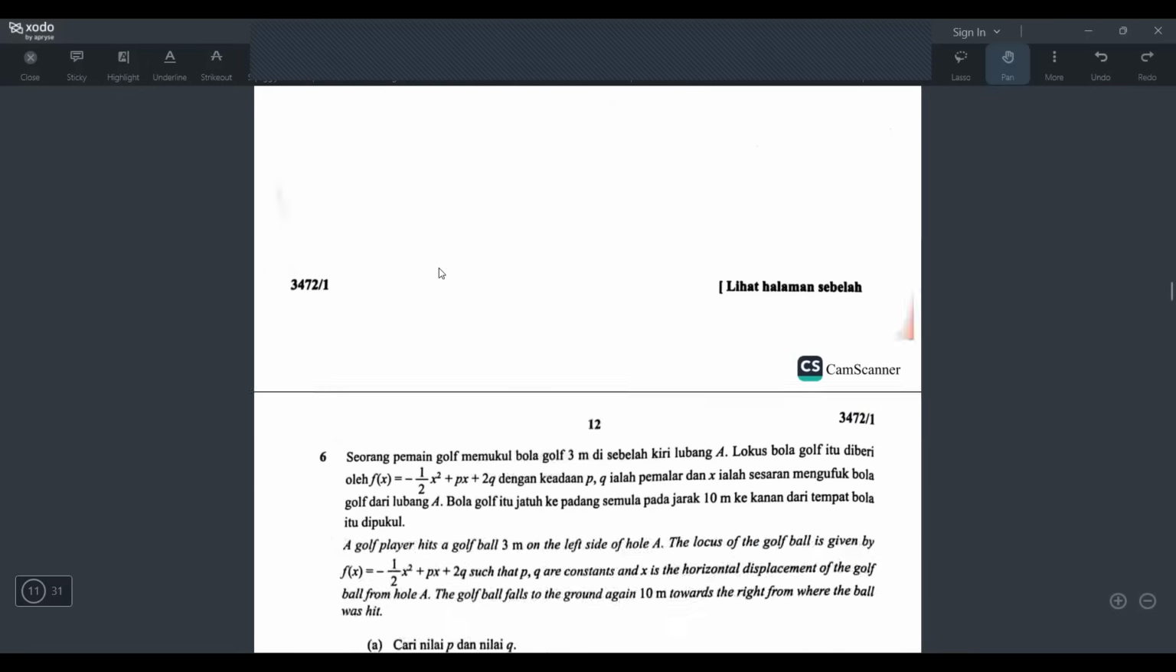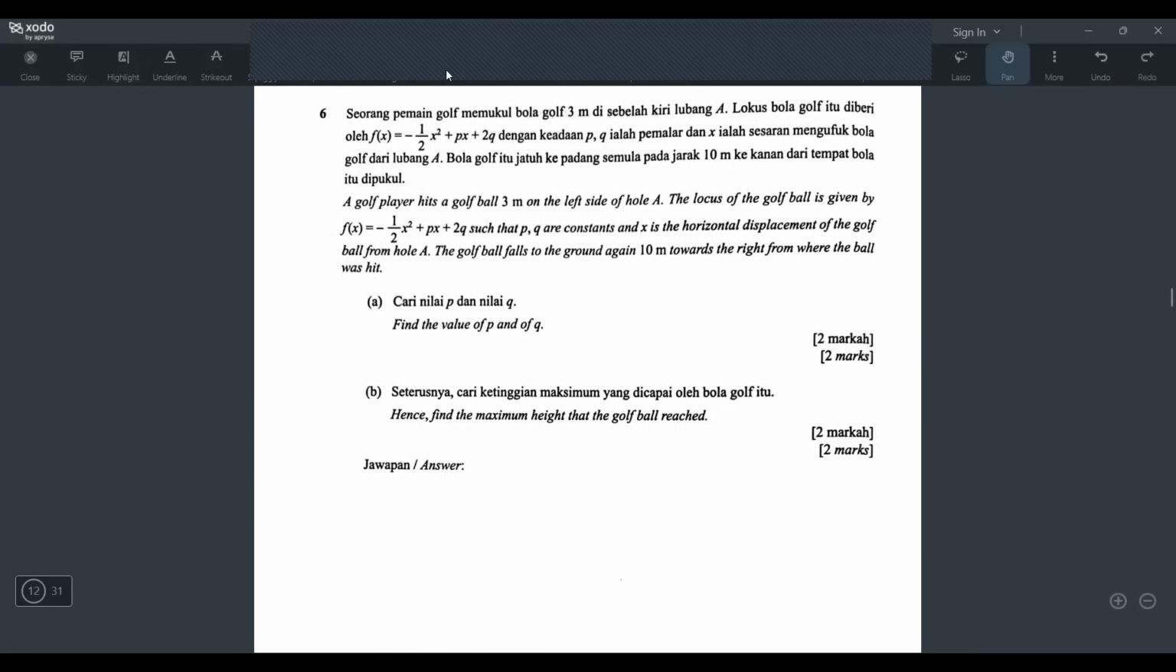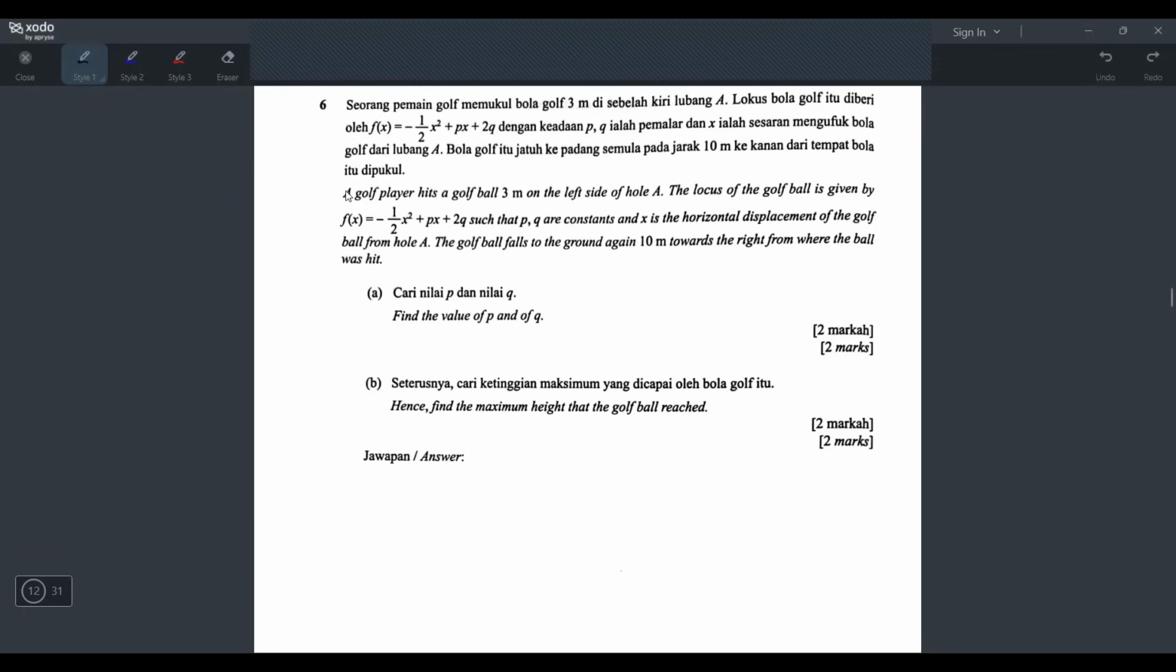Okay, let's continue. Number 6. Let's read the question. A golf player hits a golf ball 3 meters on the left side of hole A. Okay, the locus. Okay, what is locus? Locus means movement. So the movement of golf ball is given by f(x) equals to this equation. But we can see this equation is not complete, right? Because the P and Q tak bagi, such that P and Q are constants. Okay, and x is the horizontal displacement of the golf ball from hole A.